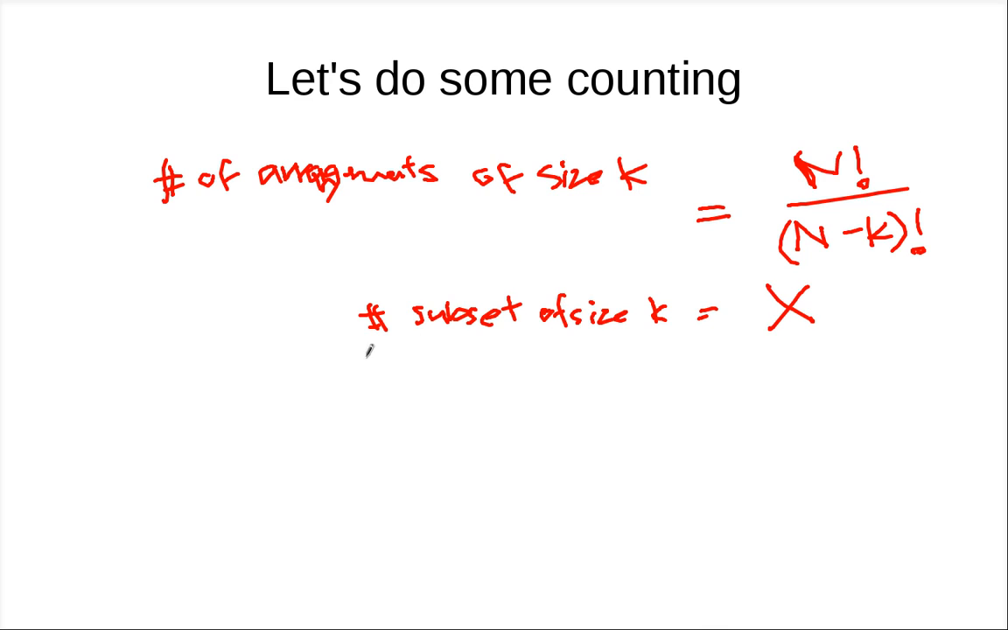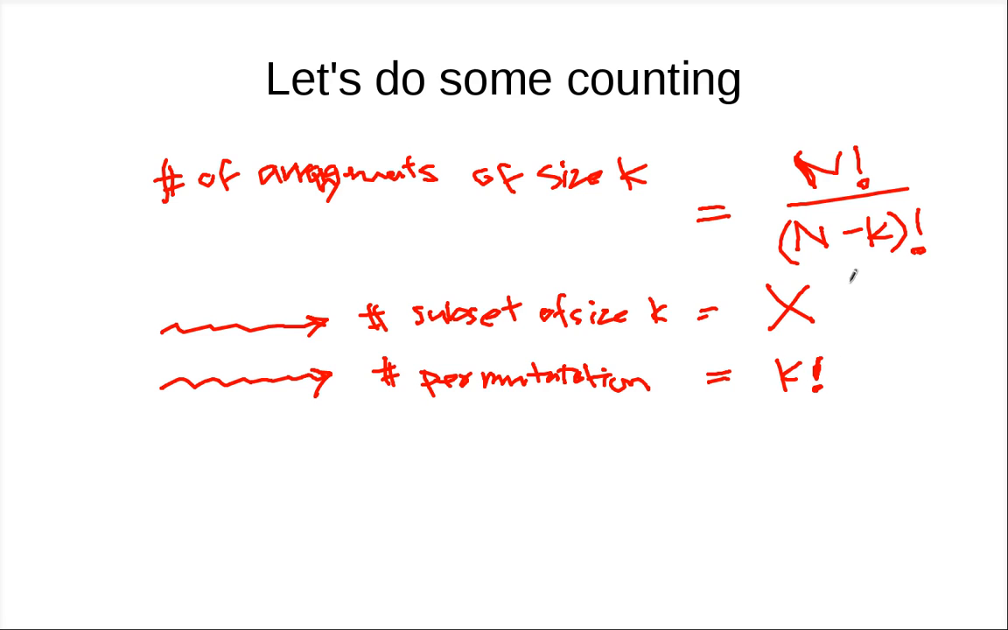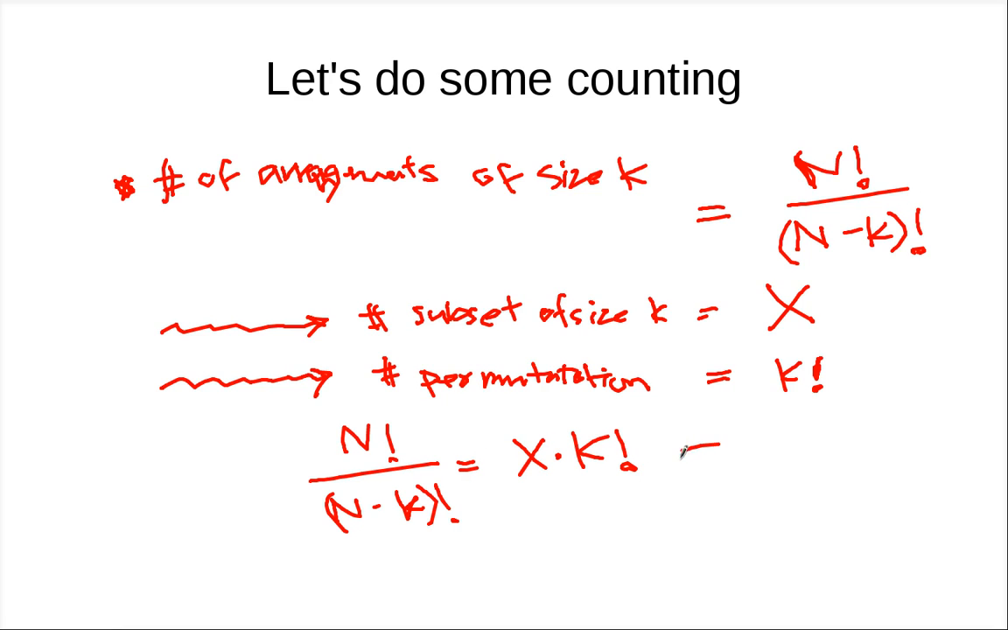And we know the number of permutations. So this is the number of ways in the first experiment, and this is the number of choices in the second experiment. The number of permutations for each set is k factorial. And from the basic principle of counting, we know that the first term equals this multiplied by that. So n factorial over n minus k factorial equals x times k factorial. This implies the formula that we want: x equals n factorial over k factorial times n minus k factorial.